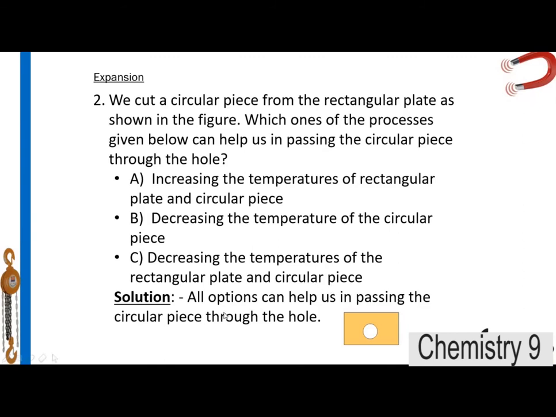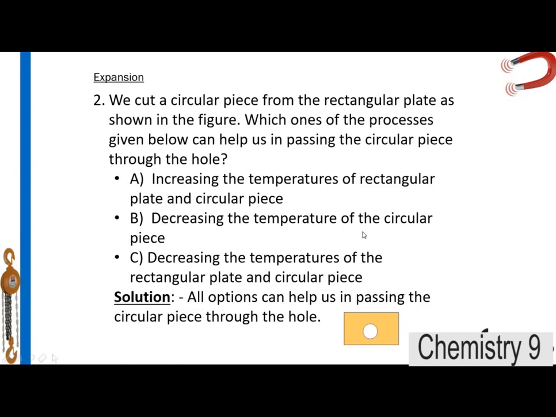Well, if you look at the solution to this, you'll see that all of these options do in fact help us in passing the circular piece through the hole, because by increasing the temperature of the rectangular plate and the circular piece, then you're increasing the expansion of both of those, and you will increase the expansion in the same proportion so that they will still be able to fit the circular piece through the hole.